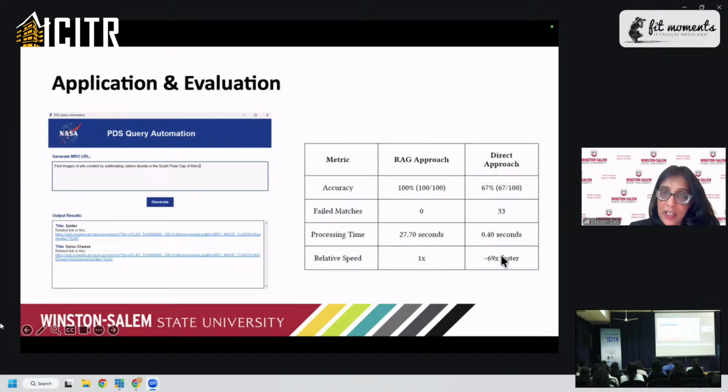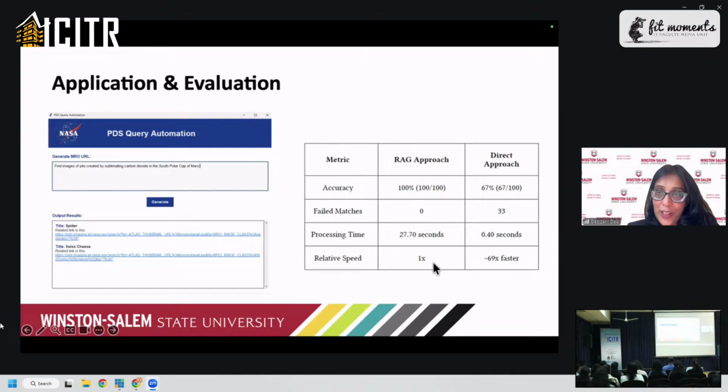So we did some testing based on the framework. This is the direct approach, basically just asking the large language model, nothing special, but this is our framework. As you can see, we tested our system with 100 such queries, and it accurately points to the correct image every time. So accuracy is perfect for our system, whereas for the LLM-based system, it is much lower.